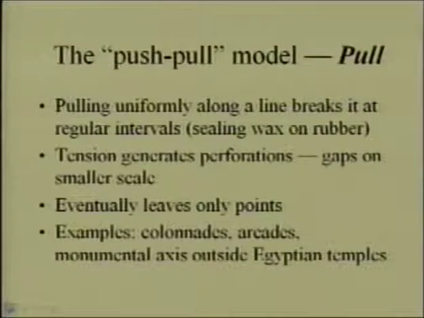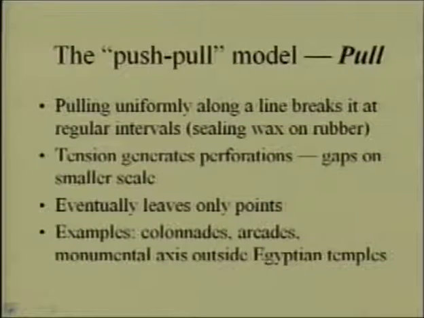Now, here is the physical model, I promise, the push-pull model, where I have a plastic or elastic material I'm going to push or pull uniformly. The best way to imagine that is to say you have a rubber sheet, and you put sealing wax on it. When you pull both sides of the rubber sheet, the whole thing pulls uniformly. The sealing wax, of course, is neither plastic nor elastic, and it will break. The tension will create perforations, gaps on the smaller scale. And if you keep pulling it, and the sealing wax stays on the rubber, you will break those into smaller and smaller pieces. So eventually you will have only points.